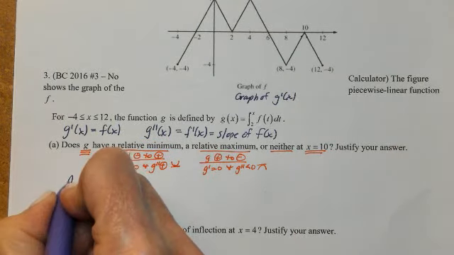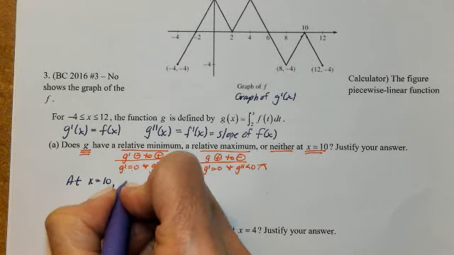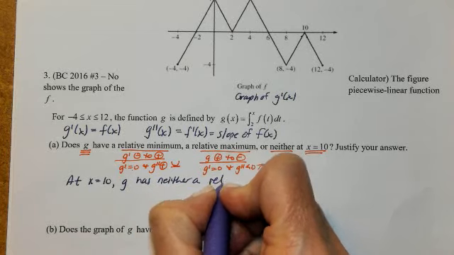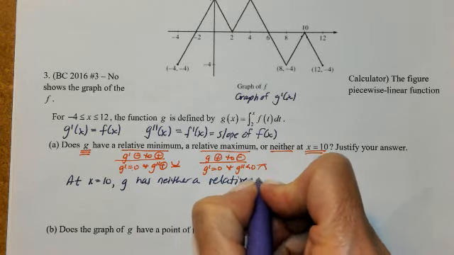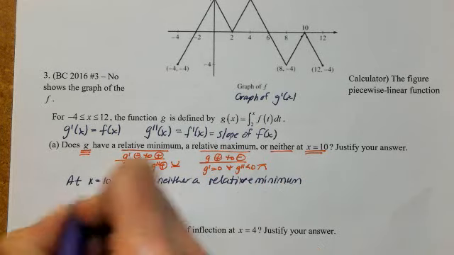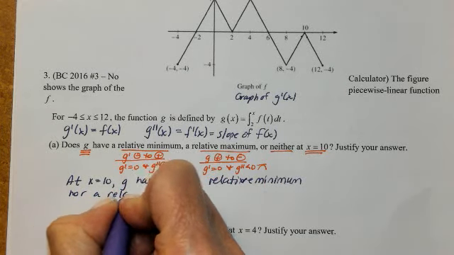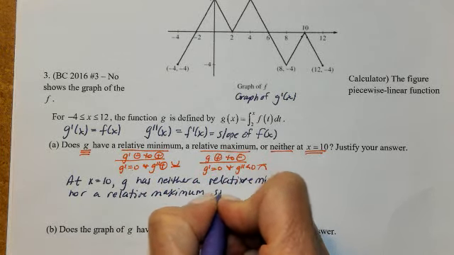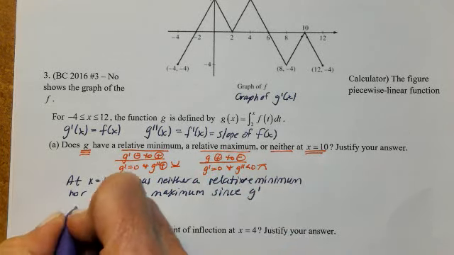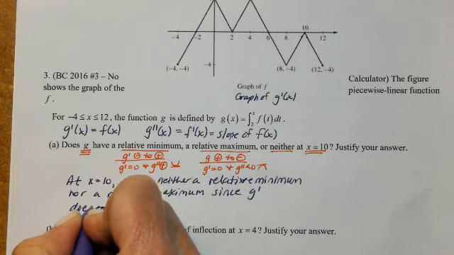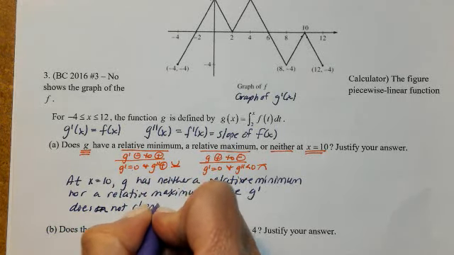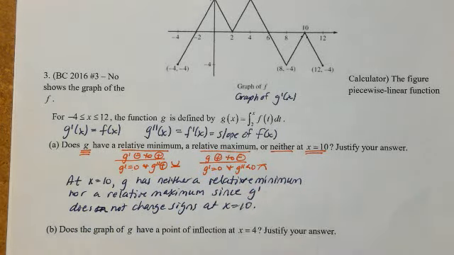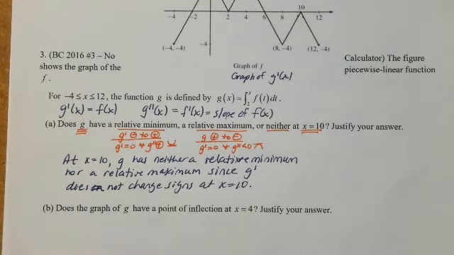So at x equals 10, g has neither a relative min nor a relative maximum, since g prime does not change signs at x equals 10. Okay? Part B.